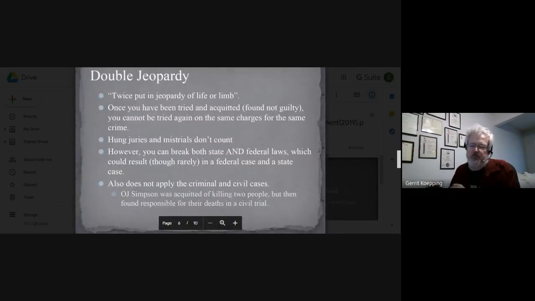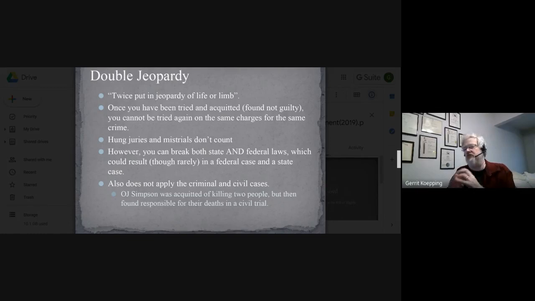The next protection that we saw in the Fifth Amendment is double jeopardy. The reason we have this is because, again, we don't want the government to try you again and again and again until it finally gets the conviction it always wanted. So once you've been tried and acquitted, so you have to be found not guilty, you cannot be tried on the same charges for the same crime.